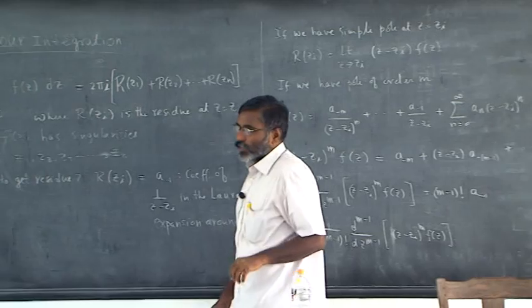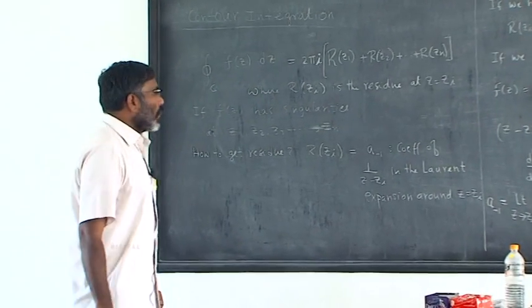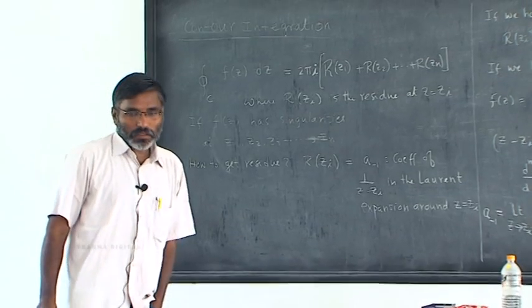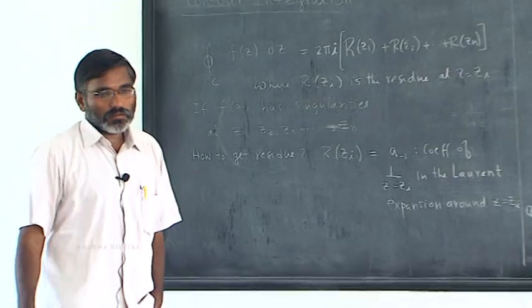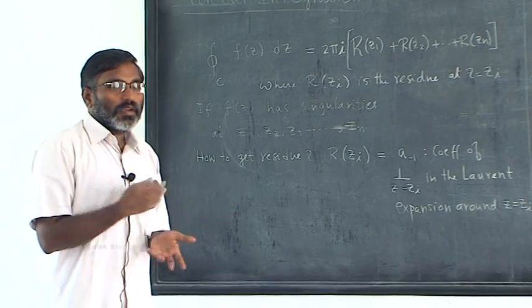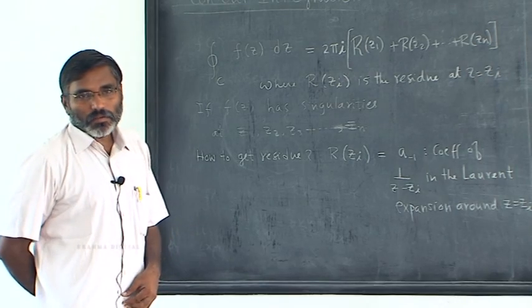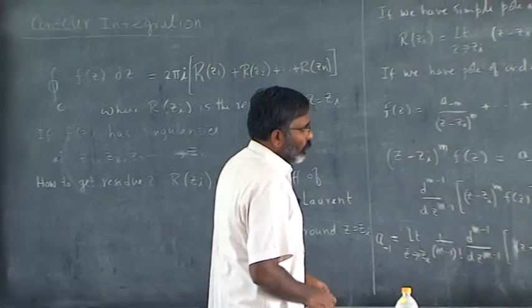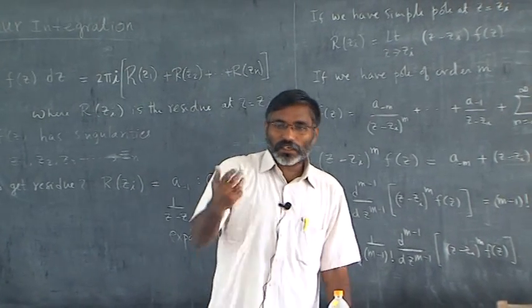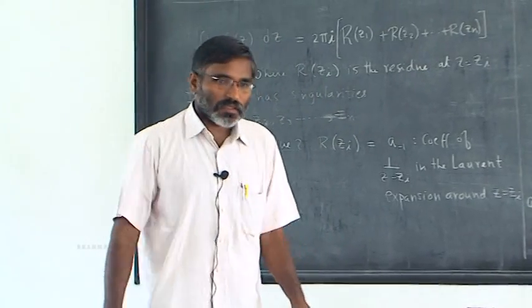So you can find the residues if you have poles of higher order. But if you have an essential singularity, which means a pole of infinite order, the way to obtain the residue is only by expanding the Laurent series. So we cannot use this formula. If you expand in a Laurent series, you can read out a minus 1. That is what you can do when you have an essential singularity.